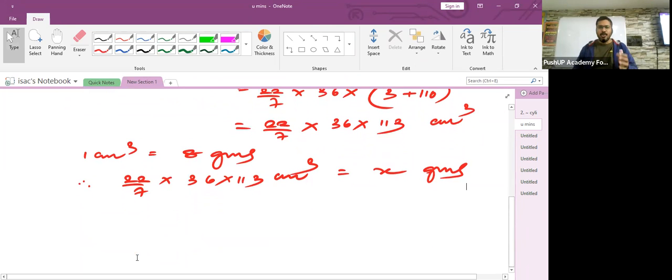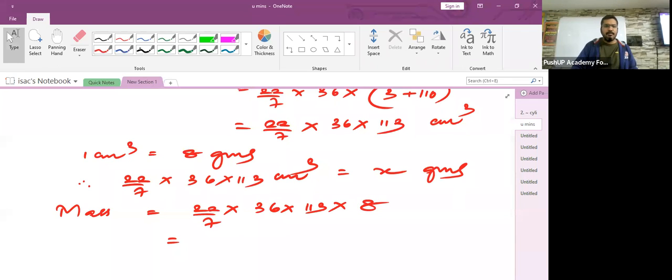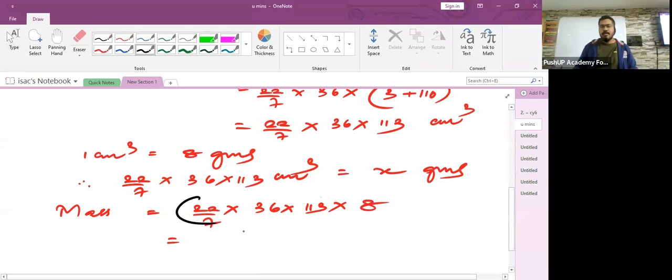Don't do all these steps in the exam. I'm explaining something to you. That's why I'm showing you the unitary method. In the exam, what you will do? You will just write mass is equal to 22 by 7 into 36 into 113 into 8. Just do this and you get the answer. Are you getting it? Loka, did you follow this part? This is what? The volume of the solid, isn't it?